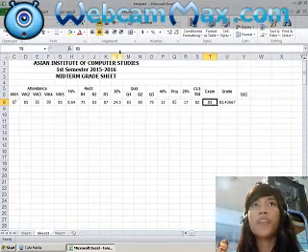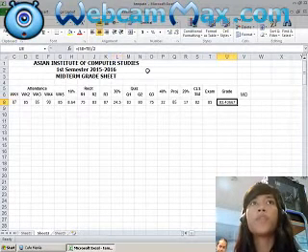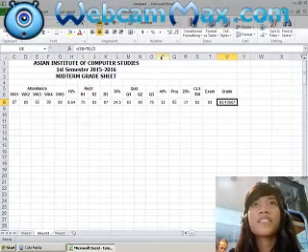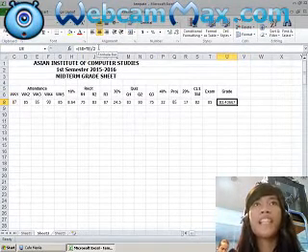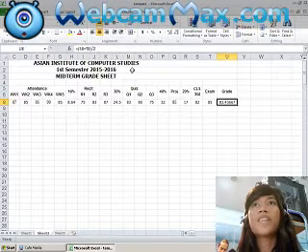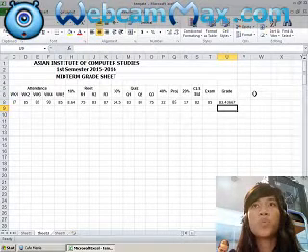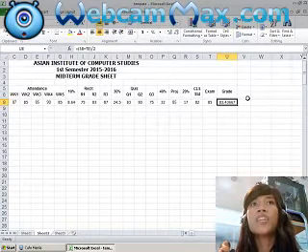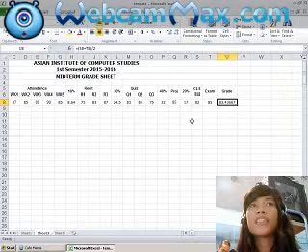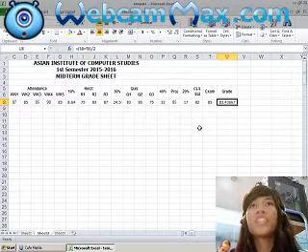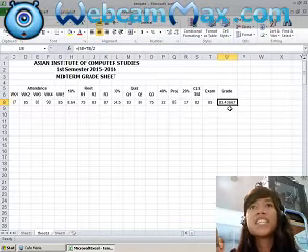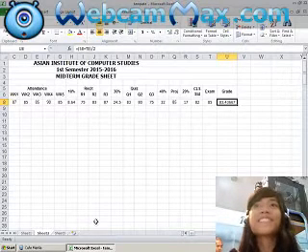And to get the total, we will use the formula: equals open parenthesis, S8 plus T8, close parenthesis, and we will divide it by 2. And the total midterm grade sheet is 83.43.